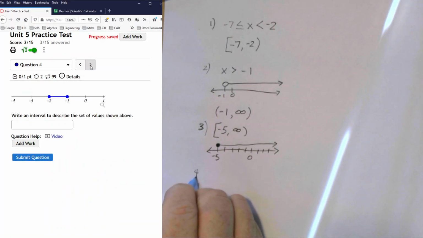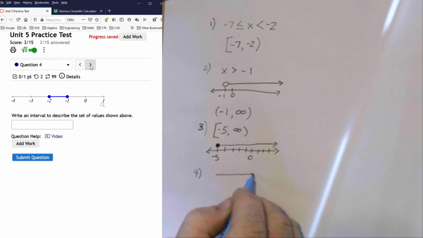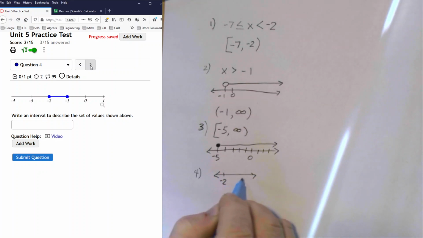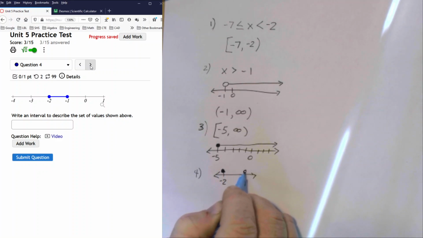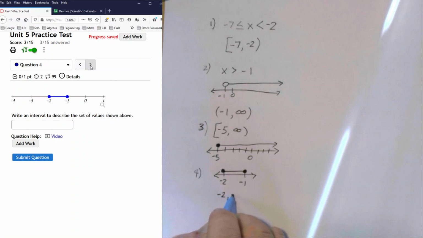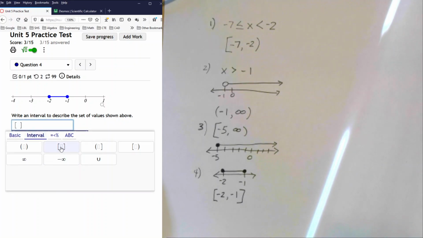Number 4. So they give us this graph here from -2 to -1, and we've got solid circles on both of those. So the smallest x could be would be -2, the biggest x could be would be -1, and we would have square brackets on both of those. Because of the closed circle, they could be equal to -2, could be equal to -1. So the interval is square brackets, -2 to -1.